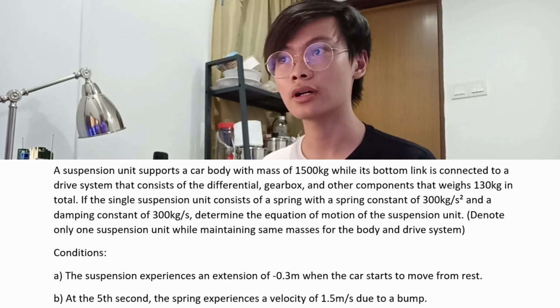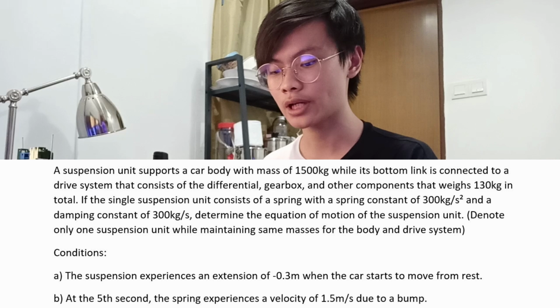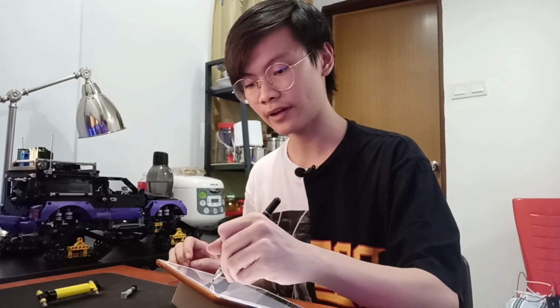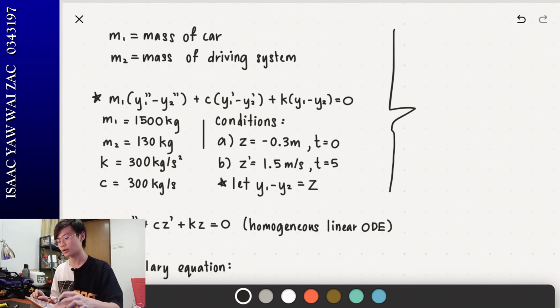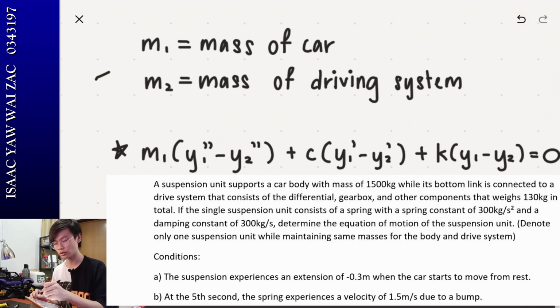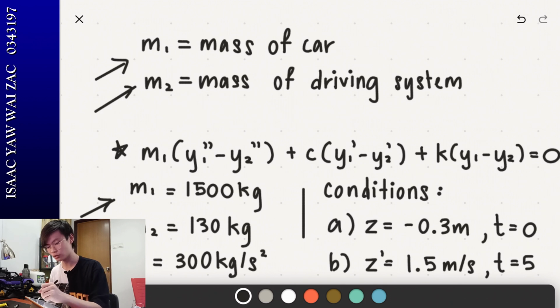So okay, I have this question on the modeling question shown in front here on my screen. You can also see on my iPad screen, I have all of this data that I've extracted from the modeling question. So let me read it out. The modeling question shows that a car body has the mass of 1500 kg. So I denote mass 1 as the mass of the car, 1500 kg, and it is connected to a driving system consisting of all the stuff which weighs 130 kilograms for M2.